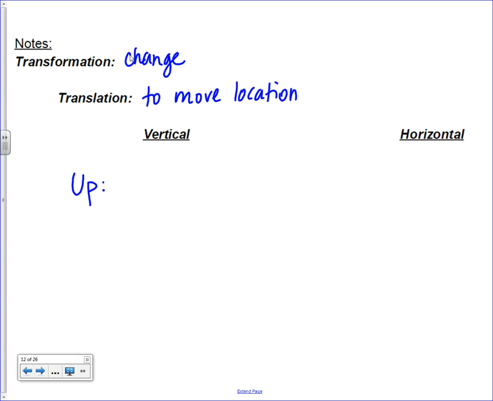Correct. And where will the number be? Is that the part that's inside the parentheses or on the end? On the end. So this will be x squared plus some number, and that's going to move it up. Well, then, how do we move something down? Yeah, x squared minus something is going to move it down. Everybody doing all right here?